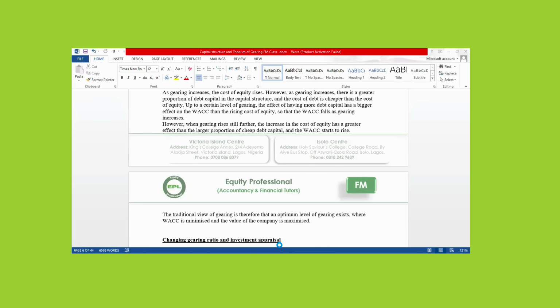As debt increases, cost of equity will rise, cost of debt will fall. The overall cost of capital, WACC, will fall. That is what the traditional theory is saying. By borrowing more money, cost of equity will rise, but cost of debt will continue to fall. Up to a certain level, your weighted average cost of capital will continue to fall until it reaches the minimum point. Once the minimum point is achieved, that is the optimal level of gearing.